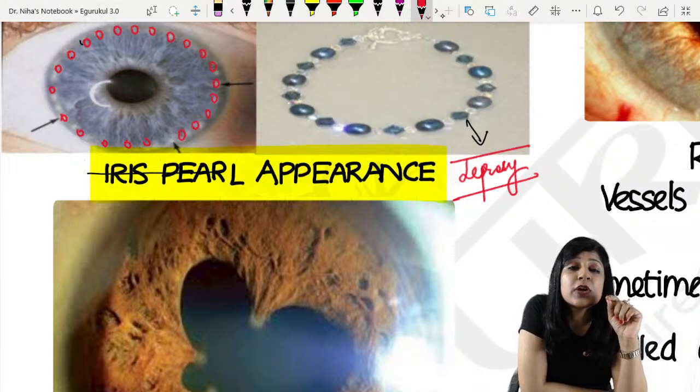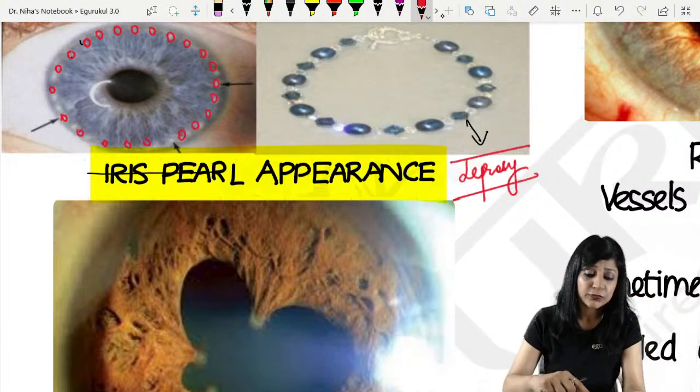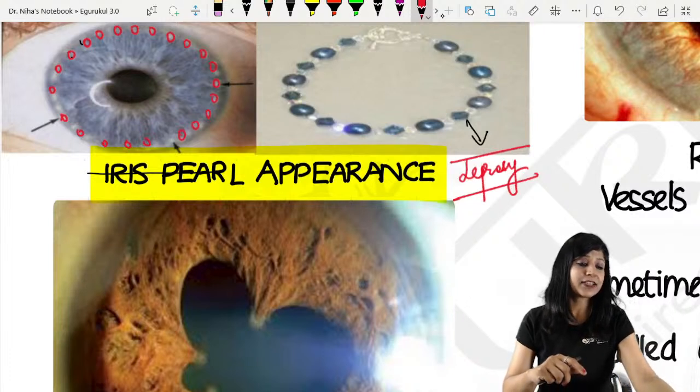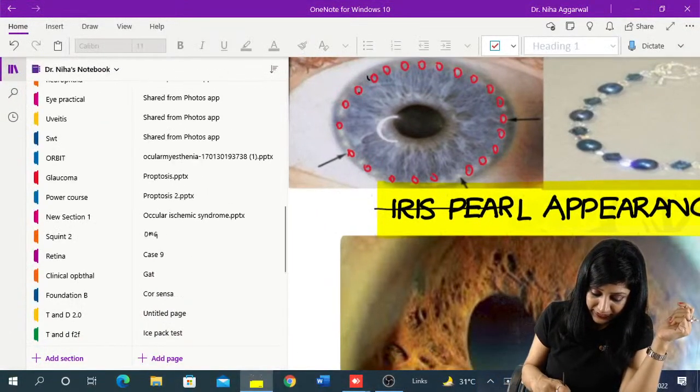So how many nodules have you done? Koeppe nodules, Busacca nodules, Lisch nodules, then you have done this one, Brushfield spots, iris pearl appearance, Delin Fuke nodules, and I hope you have understood all of them. Everybody has understood this. Shreya has also understood this, right? All right. Now coming to the next one.